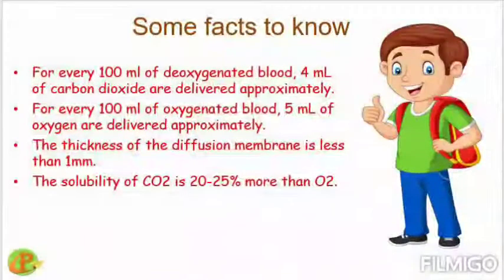Here I have some interesting facts. 100 ml of deoxygenated blood carries 4 ml of carbon dioxide, whereas 100 ml of oxygenated blood carries 5 ml of oxygen. The thickness of the diffusion membrane, that we have read, that is the squamous epithelium of the alveoli, the basement substance present between the alveoli and the blood capillary, and the endothelium of blood capillaries, they form the diffusion membrane whose thickness is less than 1 millimeter. The solubility of the carbon dioxide is definitely more than oxygen, which is about 20 to 25 times more than that.